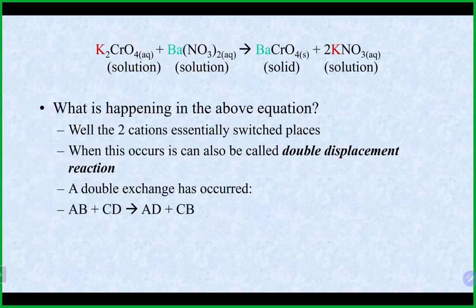And as I mentioned, this is a double displacement reaction, or some people do call it a double exchange. And that is clearly how you recognize it: 2 ionic compounds. There's no other reaction that basically has 2 ionic compounds.